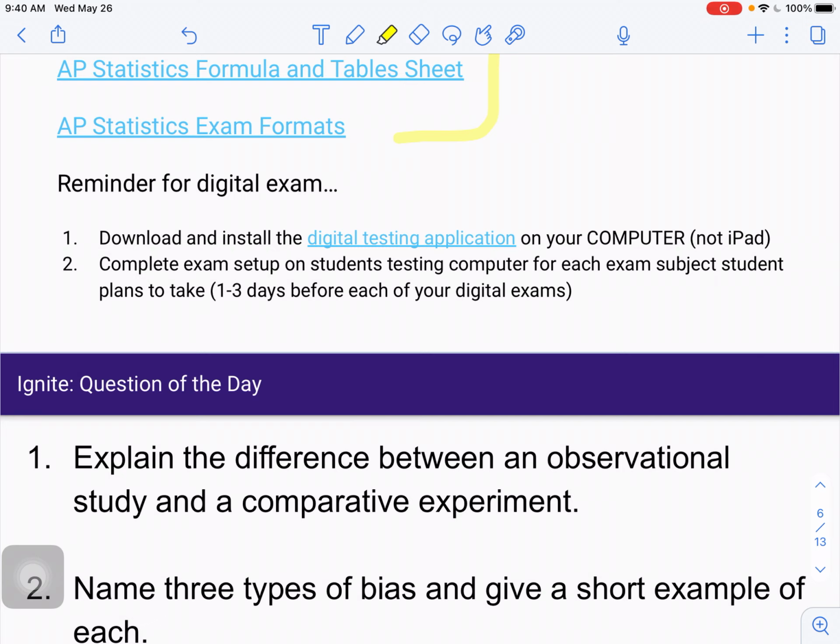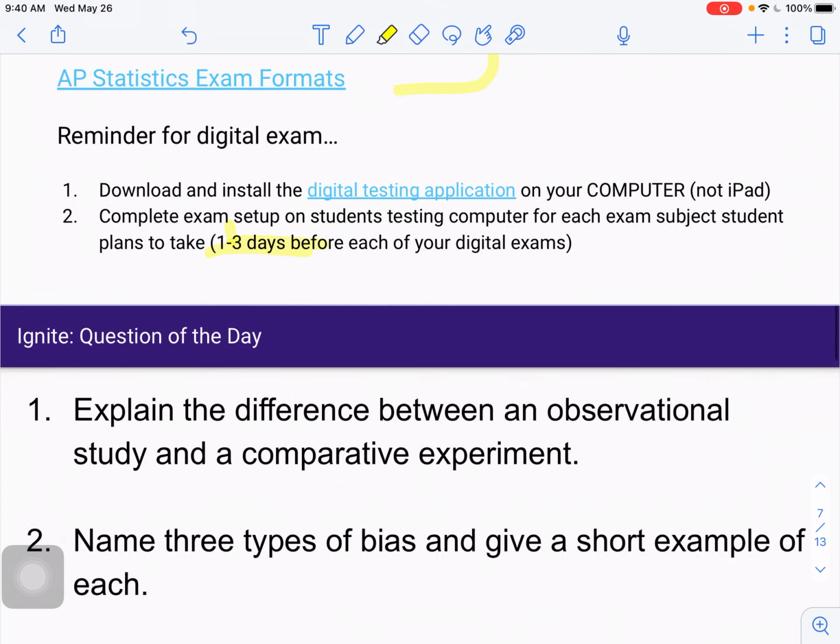So if you're taking multiple AP exams, make sure that you have each of those downloaded. You have a window 1 to 3 days before your digital exam. So somewhere around Monday or Tuesday of that week, you should be able to download the exam. But again, you can't download it right before the exam. I want you to do it prior.